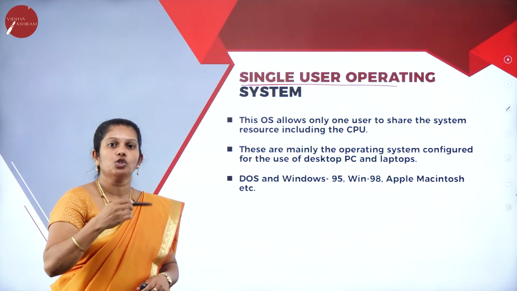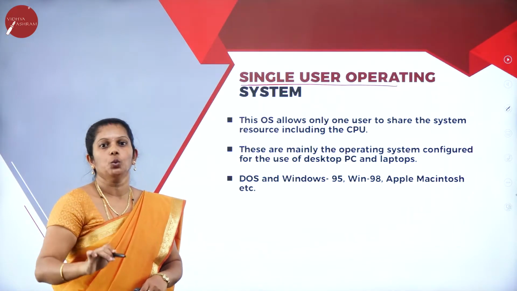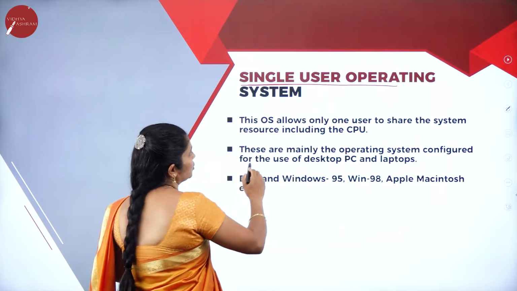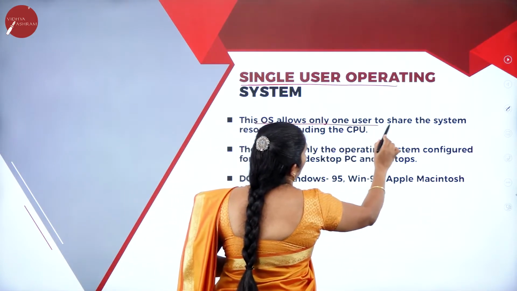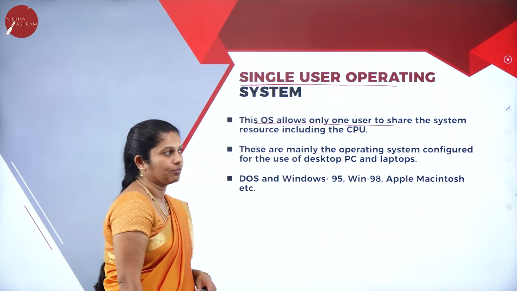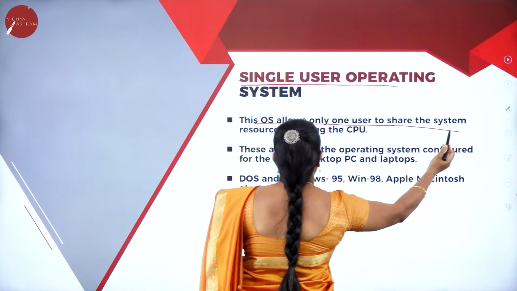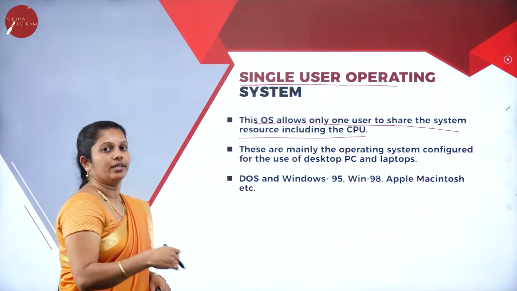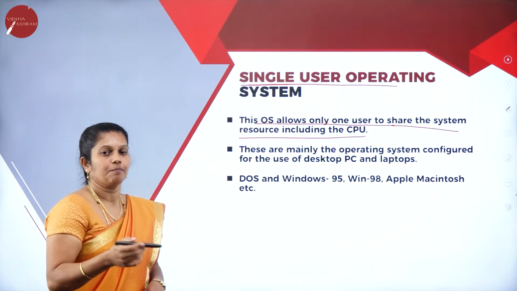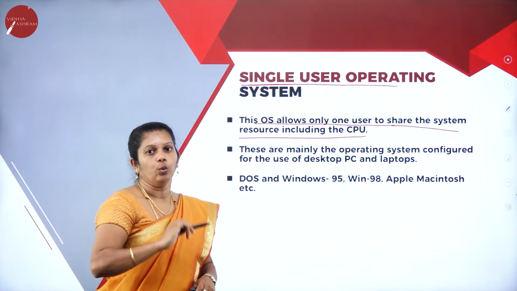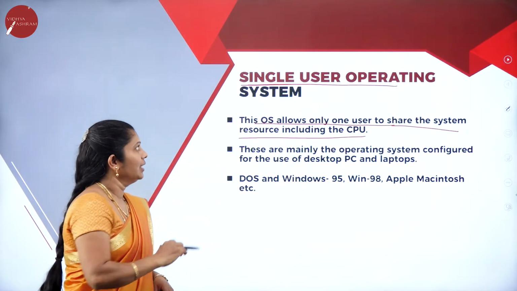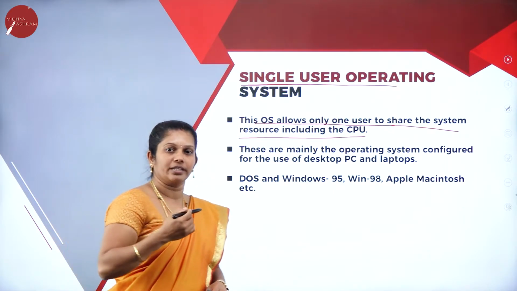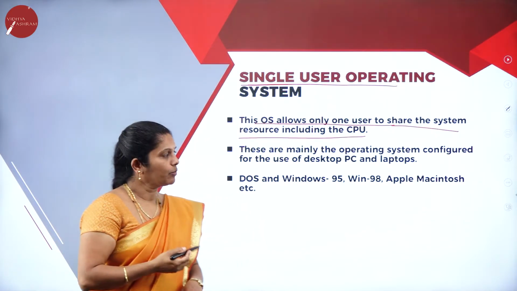If one more person wants to work on the same system, he has to wait until the completion of the first one. This operating system allows only one user to share the system resources, including the CPU, where the resources may be memory, anything. But at a time, only one person can access it. That's why it is called single user. User means we are the user, the one who uses it.